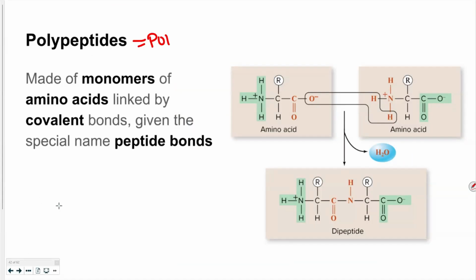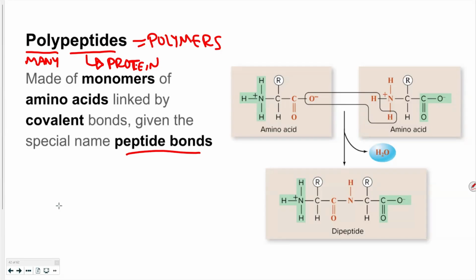Polymers for proteins are called polypeptides. Poly, we know, means many. And whenever you hear peptides, you're going to be like, oh yeah, that's a protein. We call them polypeptides because the bond that holds two amino acids together is called a peptide bond. It's a particular kind of covalent bond.